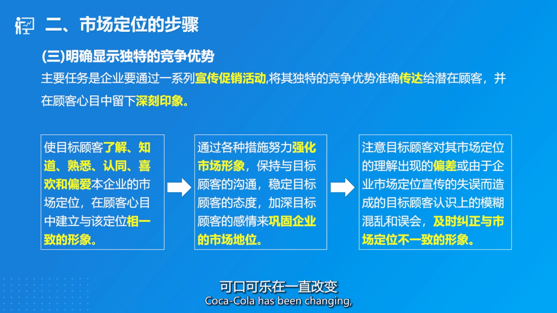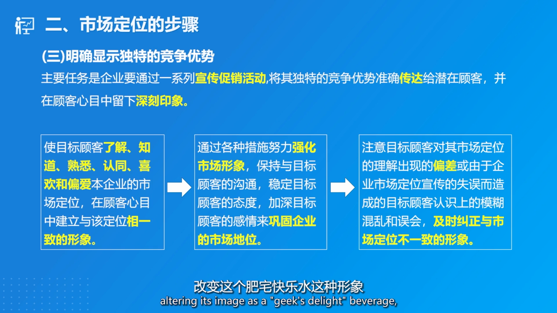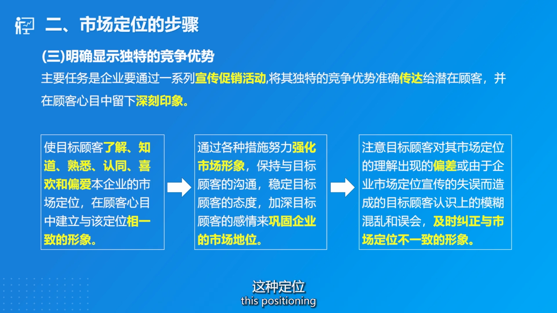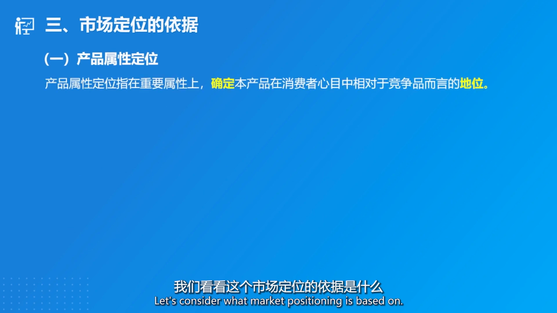Coca-Cola has been changing, altering its image as a geek's delight beverage. This positioning, in the minds of the general public, it's about changing a deeply rooted image, making different changes. I can launch new products or introduce aspartame without using plain sugar, launching a sugar-free cola beverage with the same taste, but without sugar. Let's consider what market positioning is based on.